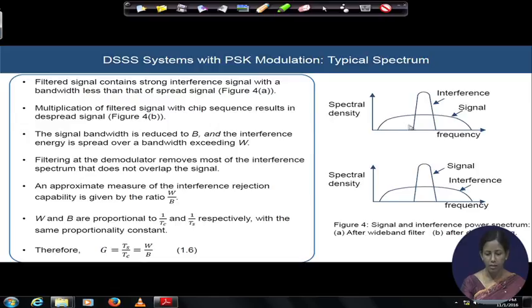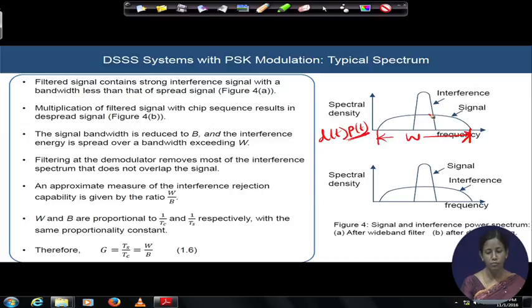Remember, in the transmitter we spread the signal, because d(t) multiplied by p(t) will be governed by the bandwidth of p(t), and Tc is very small for p(t). So the bandwidth was high, and hence the signal bandwidth was spread over W. It was a spread signal.